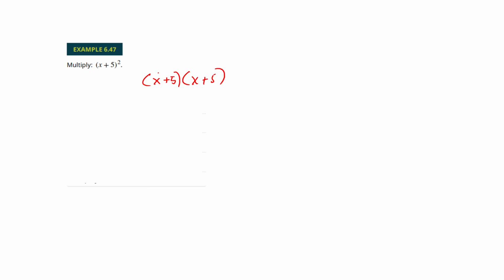Let's FOIL this out like we did before. That's x squared. x times 5 would give me 5x. Here times here I get 5x. And there times there we get 25. Now we would combine like terms and we'd have 10x in the middle.